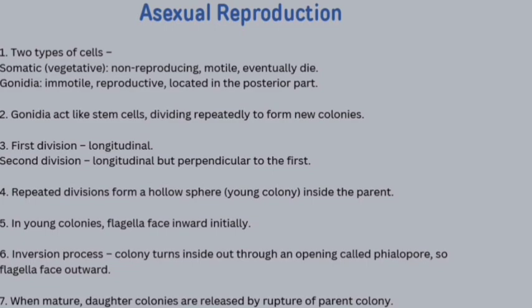First division is longitudinal, but the second division is also longitudinal, but perpendicular to the first one, and repeated division forms a hollow sphere, meaning a young colony inside the parent. In young colonies, the flagella face inwards initially, and then an inversion process occurs when the colony turns inside out through an opening called the phialopore. So the flagella face outwards. When they get mature, daughter colonies are released by rupture of the parent colony.